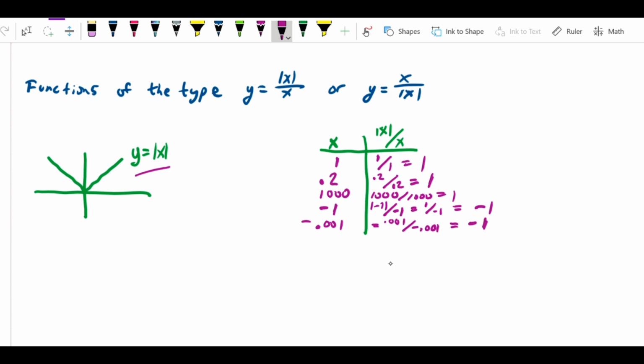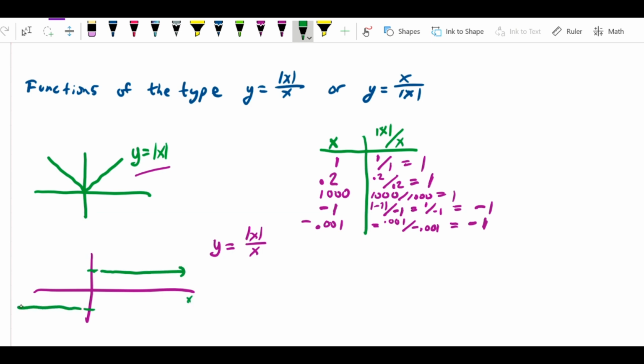So what this function actually looks like, let me just draw it here, y equals absolute x over x. What this function actually looks like is more like this: it's going to be equal to 1 when x is positive, and it's going to be equal to negative 1 when x is negative. That's negative 1, that's positive 1. And of course, at 0, since you can't divide by 0, the function is itself undefined.